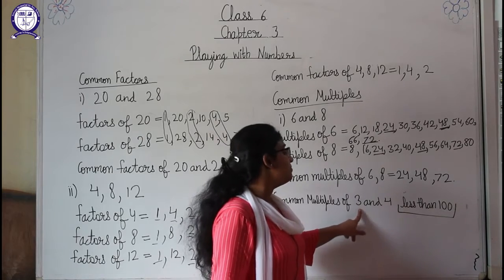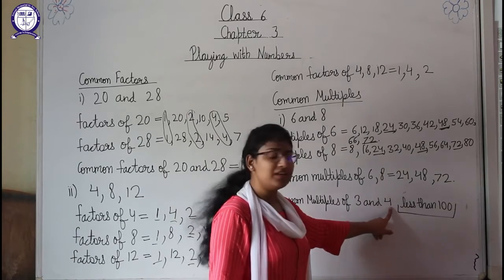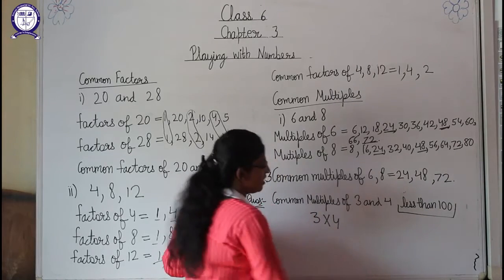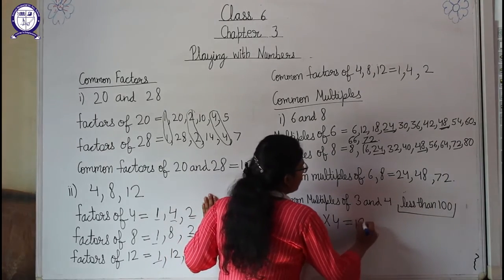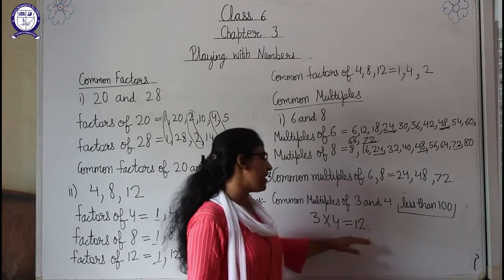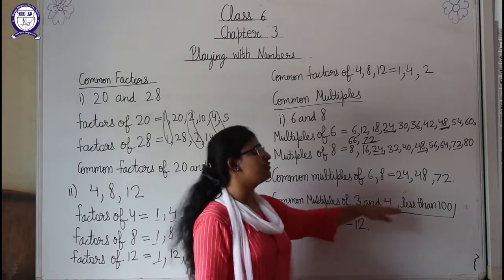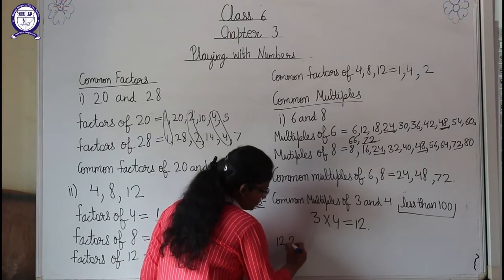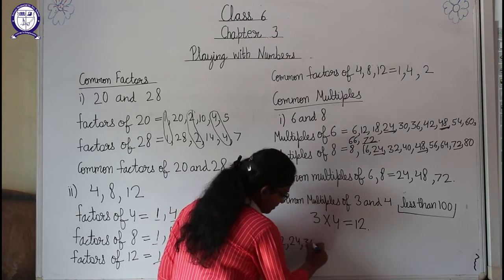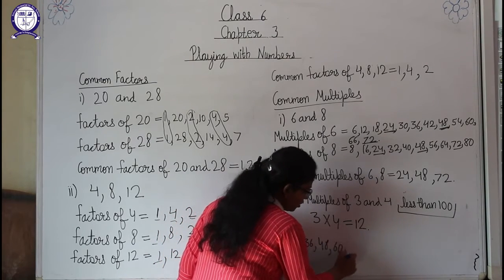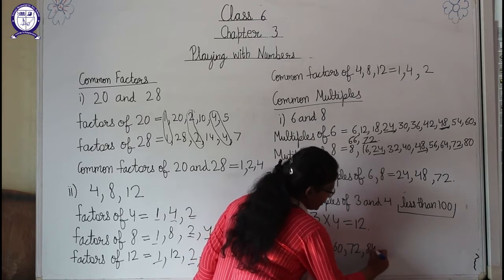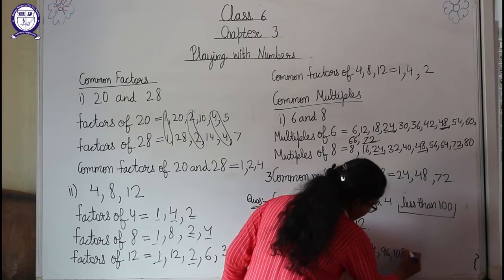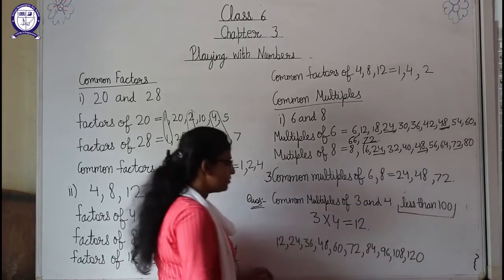If you check, the multiples of 3 should be in the table of 4 also, and 3 4s are 12. Okay, it means we can get the multiples of 12 and they will be common for both 3 and 4. So multiples of 12 will be 12 1s are 12, 12 2s are 24, 12 3s are 36, 12 4s are 48, 12 5s are 60, 12 6s are 72, 12 7s are 84, 12 8s are 96, 12 9s are 108 and 12 10s are 120. Like this we will get the multiples.